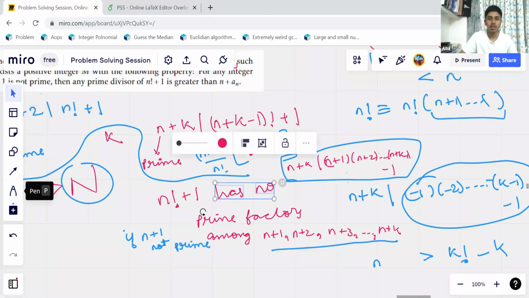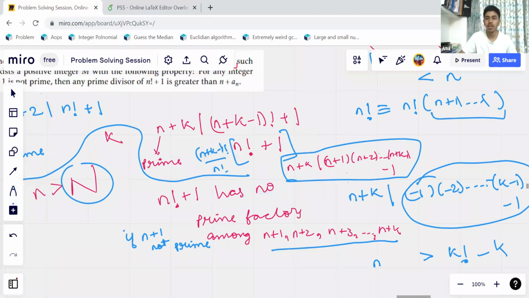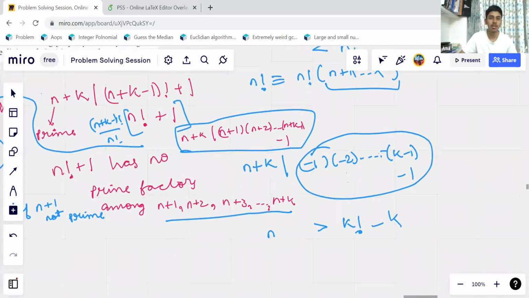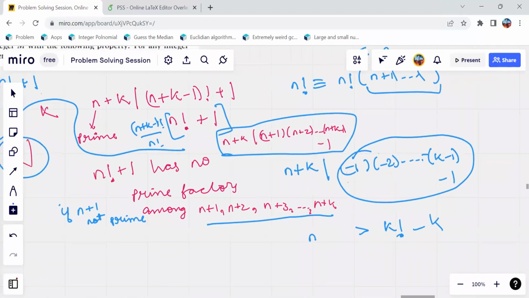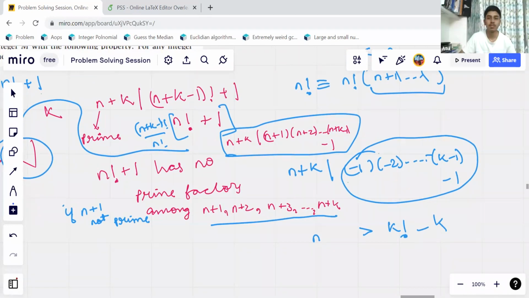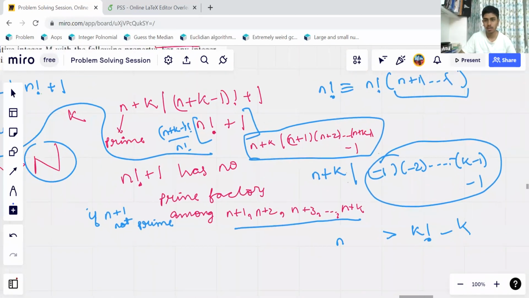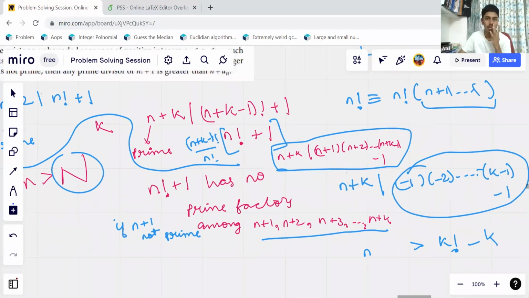But this is just very close to n plus k. You can actually just write this as -1 -2 till minus k minus 1, which is fixed. So you just pick n greater than k factorial minus k. Oh, it's nice that you can even pick your n, like you have a bound on n. But the problem doesn't ask for any bound. It just says show that there exists.